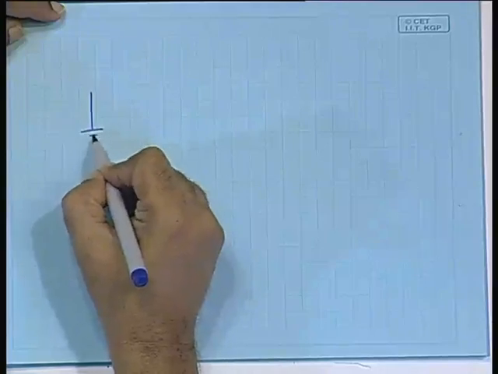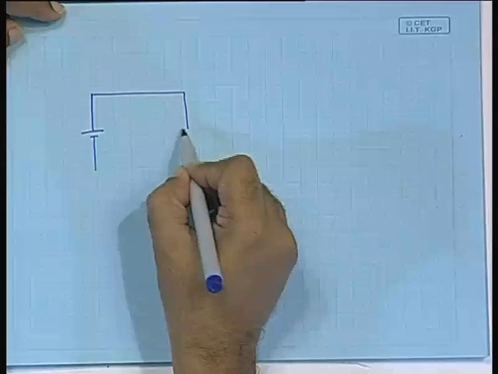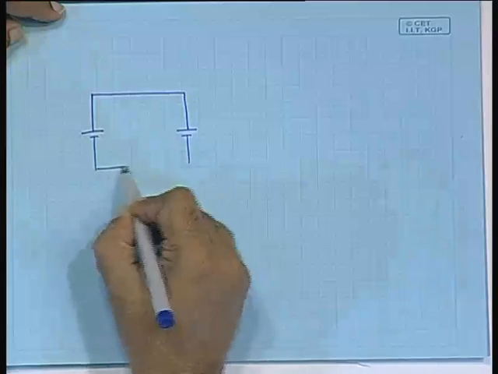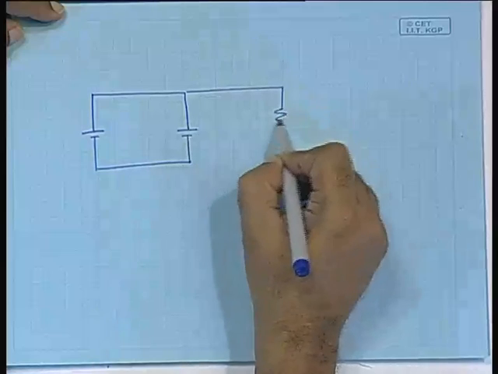Let us now consider the cells connected in parallel. So, if they are connected in parallel, for anything connected in parallel, there is a problem. For example, there are two batteries connected in parallel to a load.